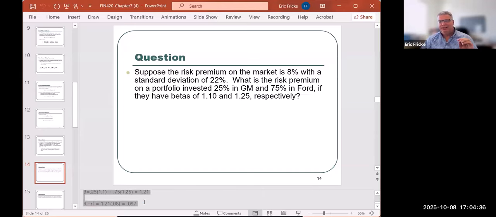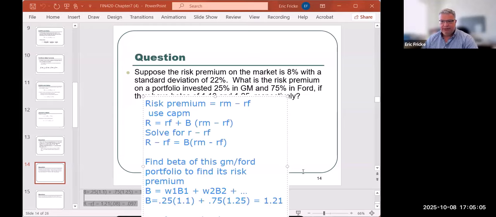Basically, what it's asking you is, what is the return of the portfolio minus the risk-free rate? That is the risk premium on the portfolio. So it's kind of asking us to calculate the return on the portfolio, but then also subtract the risk-free rate. That's what it's asking us to do in layman's terms. I should have just said that from the beginning, right? Oh well. All right, let's plop this out on the slide here so you can see what I'm talking about.